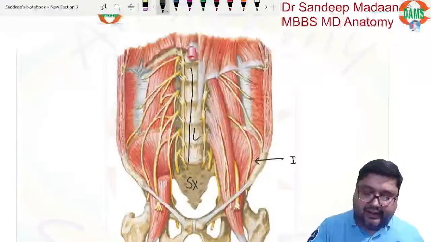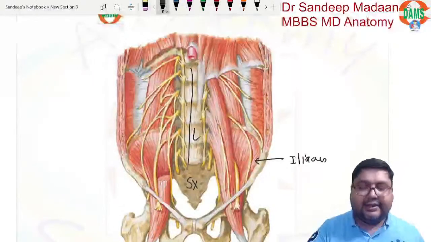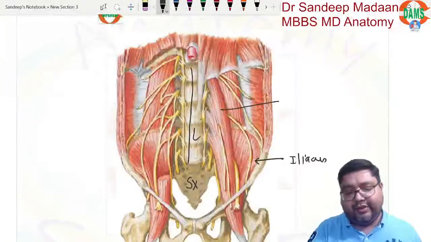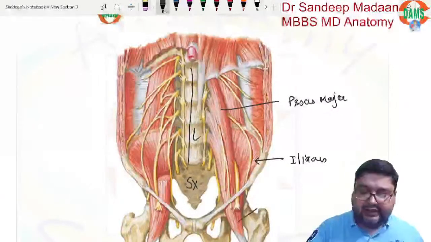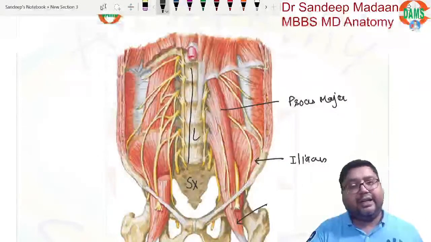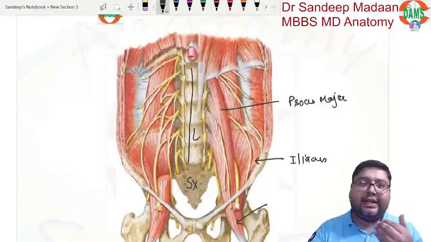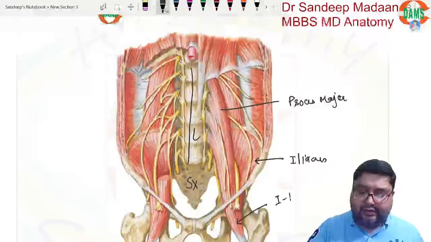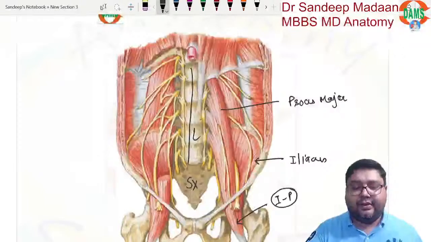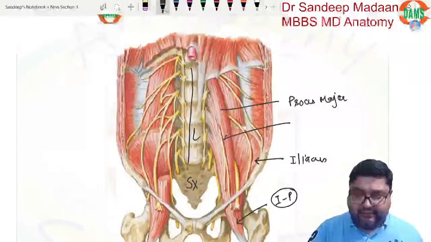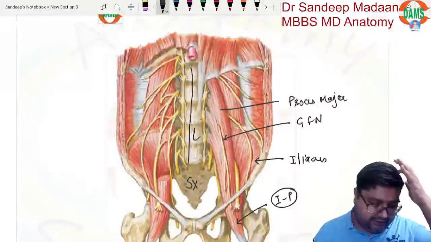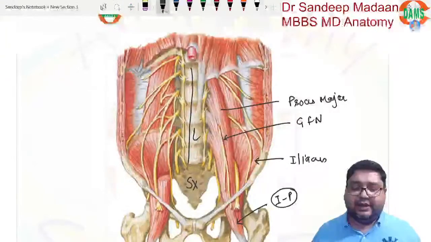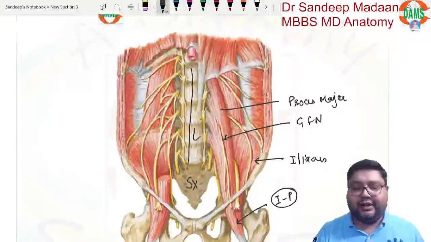This will be iliacus muscle, and by the side of the lumbar vertebra, what is this muscle over here? This muscle is psoas major. Now iliacus and psoas major, when they come down, they enter the thigh, and they travel together as a common tendon. What is the name? Iliopsoas. And psoas major is actually pierced by this nerve, which is the genitofemoral nerve.